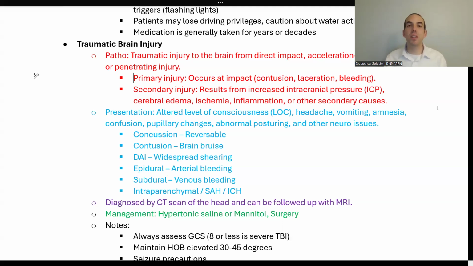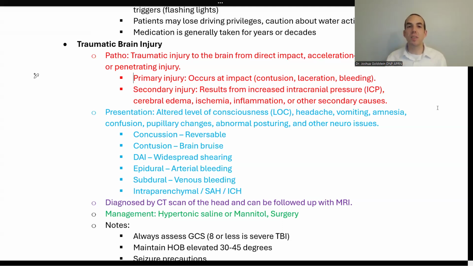Presentation would be altered level of consciousness. That's going to be classic for a TBI. It could be other neurological signs and symptoms such as headache, vomiting, amnesia, where they don't remember what happened, confusion, where they're not fully alert and oriented. Pupillary changes would be something that they may present with. Abnormal posturing, such as decerebrate posturing or decorticate posturing. If you are very familiar with GCSs, you should recognize those as being part of it, and other neurological issues.